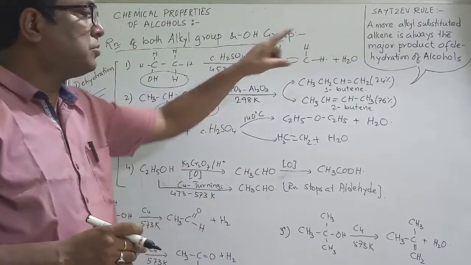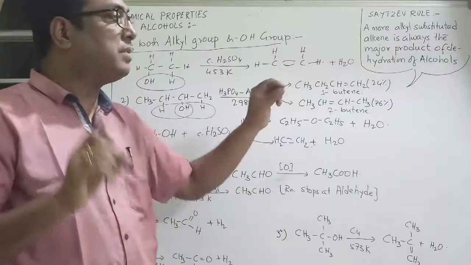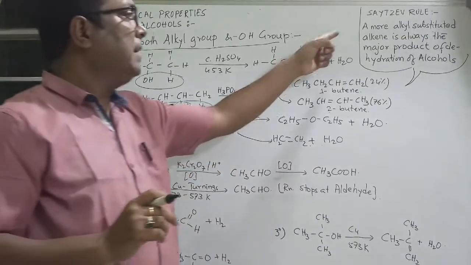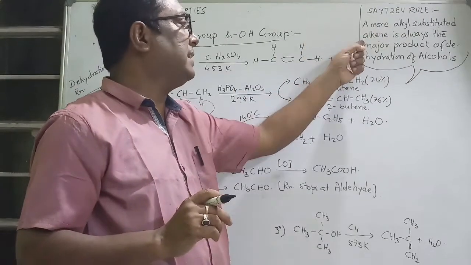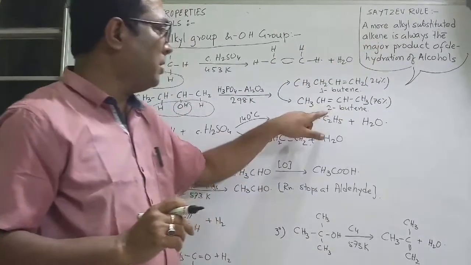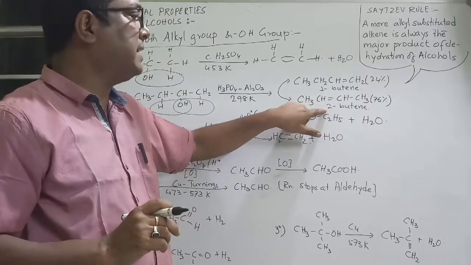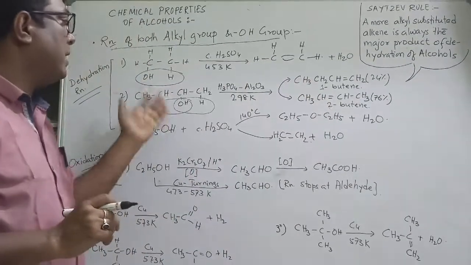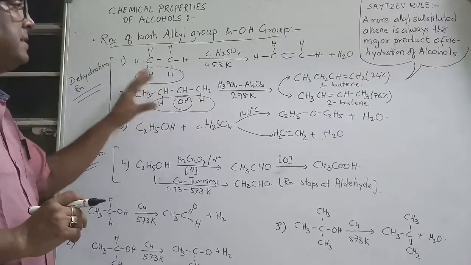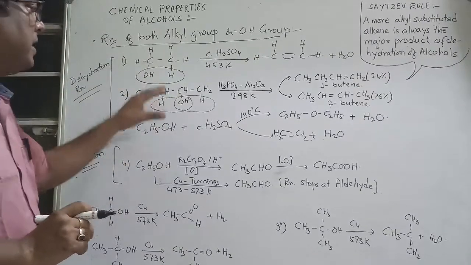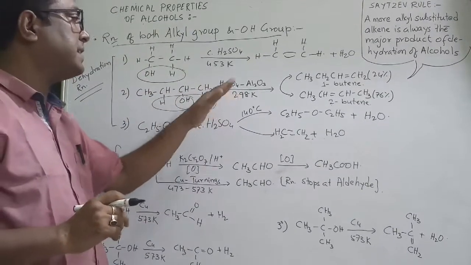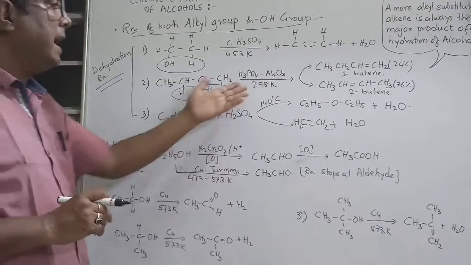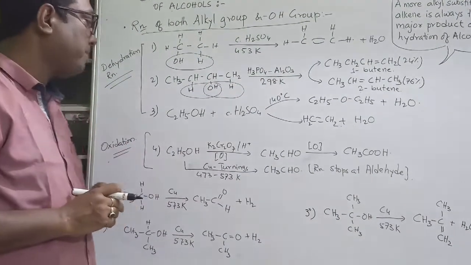I would always ask you to see once more and write down the Saytzeff rule in your classwork copy: a more alkyl substituted alkene is more stable. So 2-butene will be the major product when a secondary alcohol, or 2-degree alcohol, is treated with phosphoric acid and a dehydrating agent like Al2O3 at room temperature.